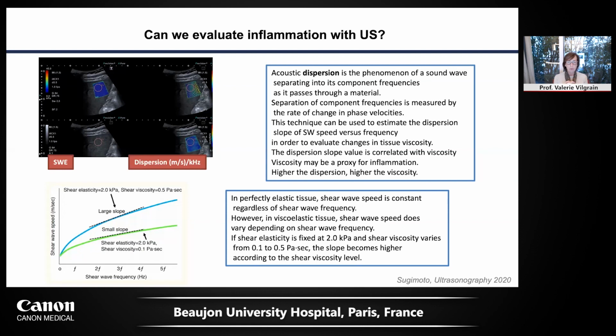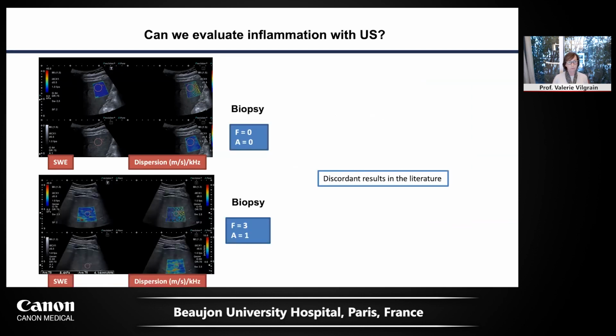Look at the graph: if the shear wave elasticity is fixed at 2 kilopascal and shear wave viscosity varies, then the slope becomes higher according to the shear velocity level. And this is exactly what we want to capture. So having obtained this quad view in two different patients, you see that the maps are clearly different.